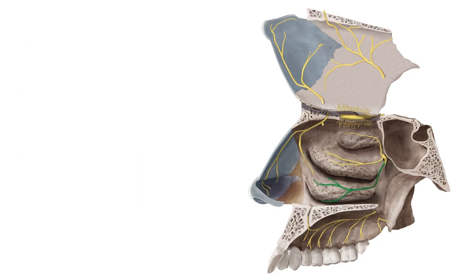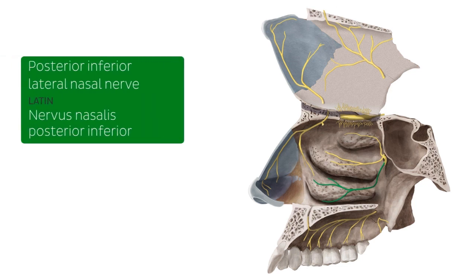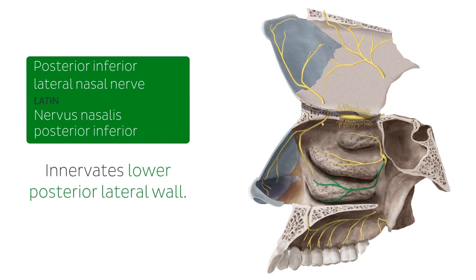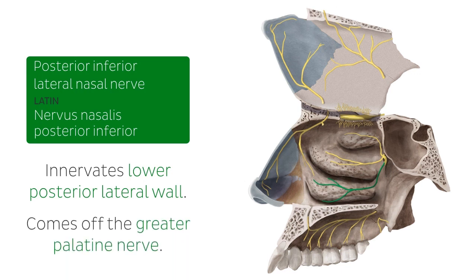And the last of the nerves that innervate the lateral wall of the nasal cavity is the posterior inferior lateral nasal nerve. And as you can see, it's highlighted in green on this image and passes along the inferior nasal concha. The posterior inferior lateral nasal nerve passes through the perpendicular plate of the palatine bone from the pterygopalatine fossa to enter the nasal cavity, where it innervates the lower posterior lateral wall of the nasal cavity. And an important thing to note about this nerve is that it doesn't actually come off the pterygopalatine ganglion. Instead, it's a branch of the greater palatine nerve, which we'll talk about in the next slide.